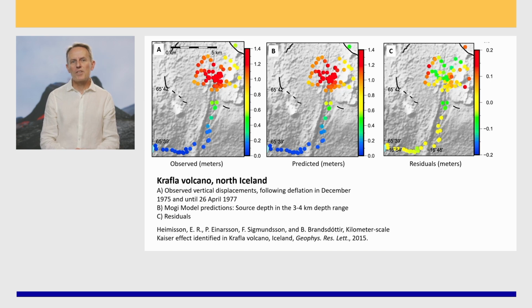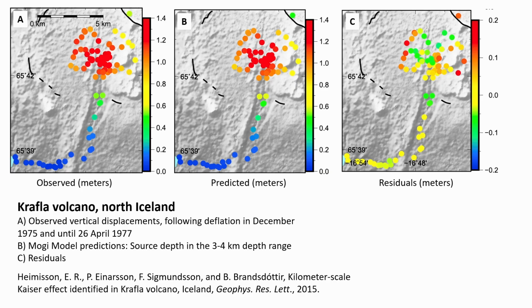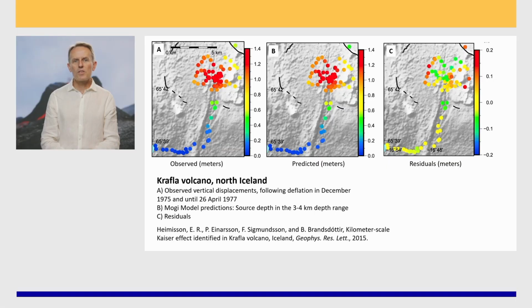Let's next have a look at the data from Krafla caldera in North Iceland from the Krafla rifting episode from 1975 to 1984, when we had the period of diking. Leveling and tilt data as well as seismicity from this episode were revisited and studied by Elías Rafn Heimisson and colleagues. Panel A in this figure shows vertical displacement inferred from leveling, and each colored dot shows observed vertical displacement in the time period following the first large deflation event in December 1975 until 26 April 1977, with color giving the amount of displacement according to the scale shown.